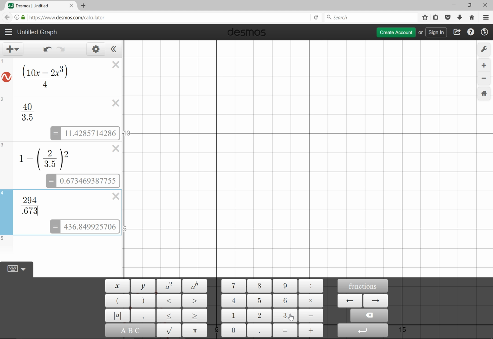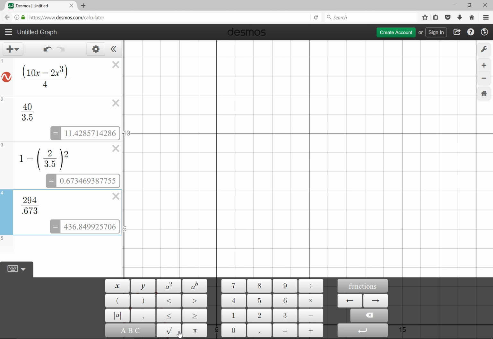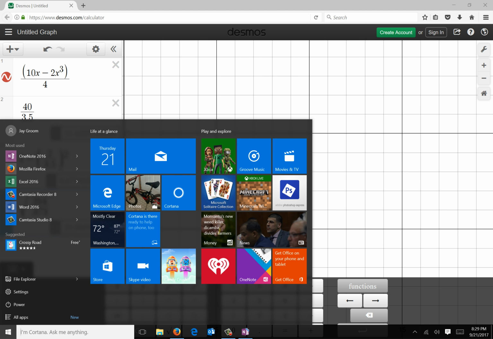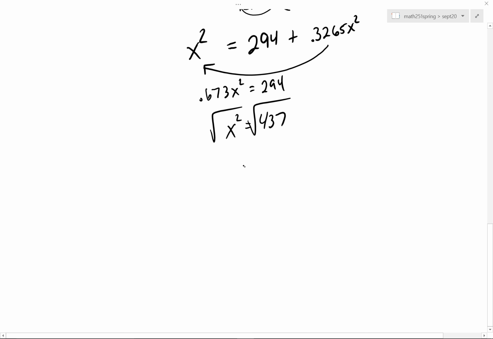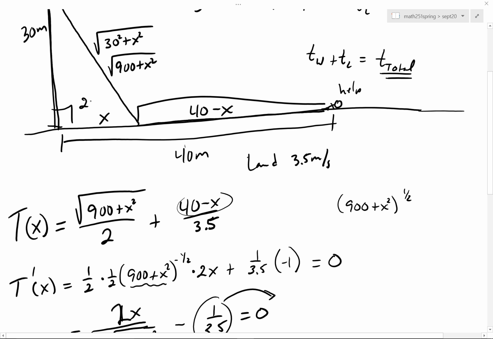And I get 437 basically. So x squared is 437, square root. And so 20.9. X is 20.9. Was it meters, I think? Yeah, so meters, right? That means she should aim for a spot that's right here, 20.9 meters.